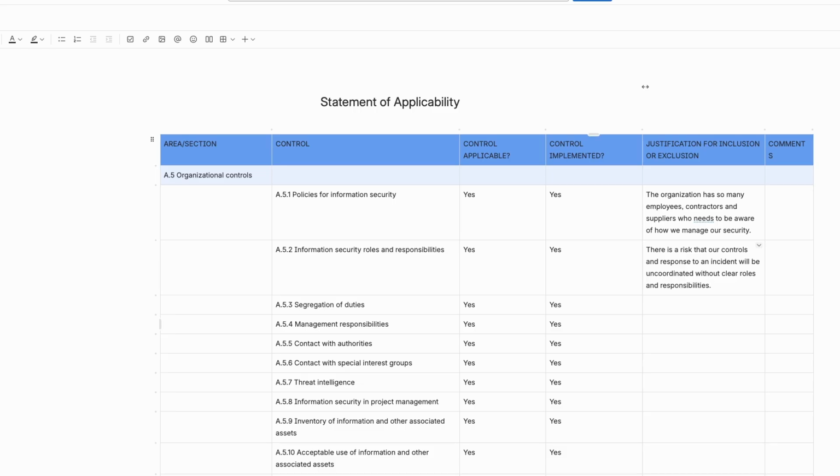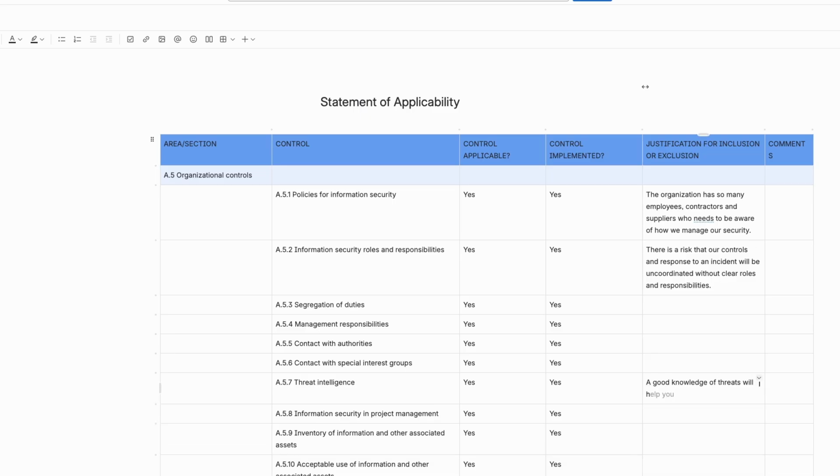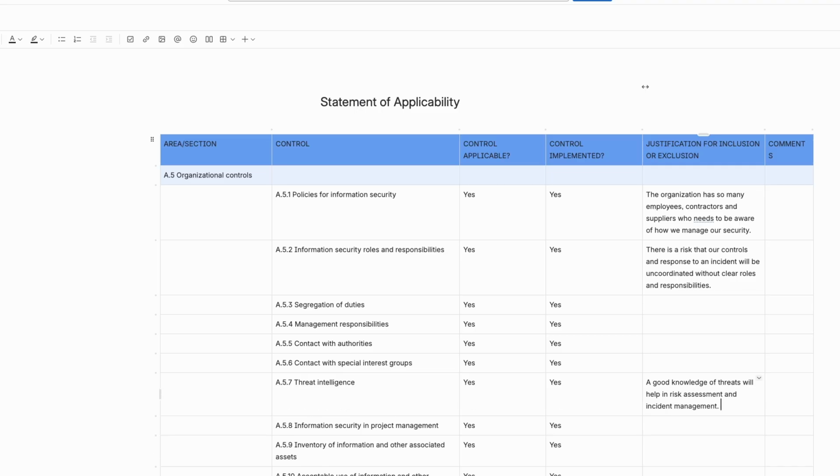Let's take another one under the organizational controls. Let's look at the new control that was introduced, threat intelligence, A5.7. Why would it be applicable in our environment? We are saying that a good knowledge of threats will help in risk assessment and incident management. So when we are performing our risk assessment and incident management in the organization, when the SMEs have knowledge of the threats that are coming into the organization, whether internal or external, it is going to help us to ascertain what the risk is or what the potential incident will be in the organization.